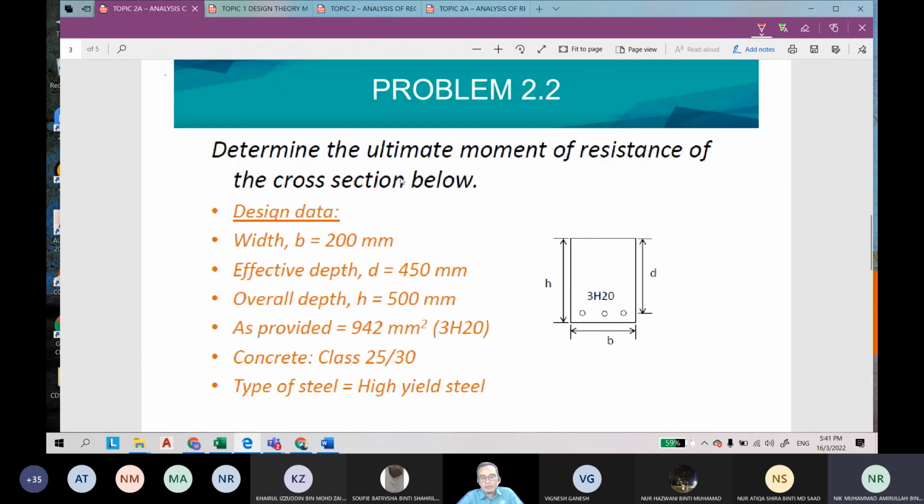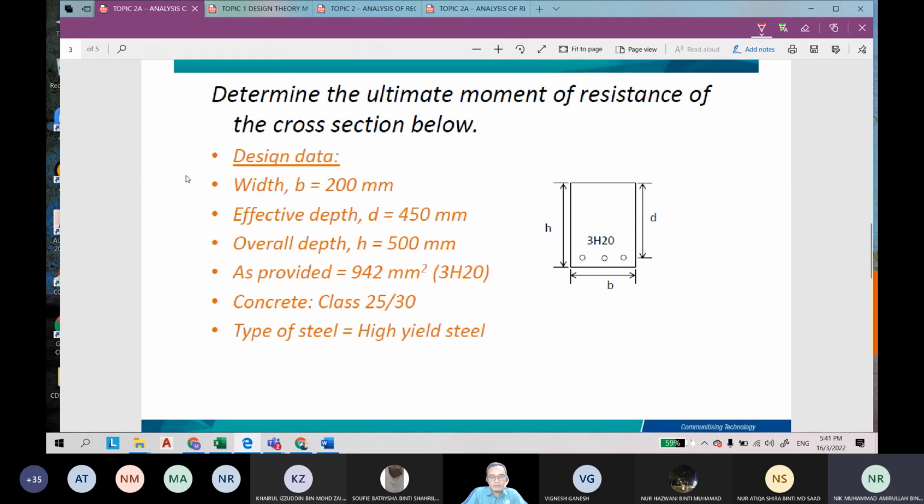So about problem 2.2, this one is already given. However, it asks the ultimate moment of resistance, which is the supply or the capacity of the bending moment provided. So the bending moment cannot exceed the provided capacity. So can we do it now? Okay, why not? We just use the similar data.